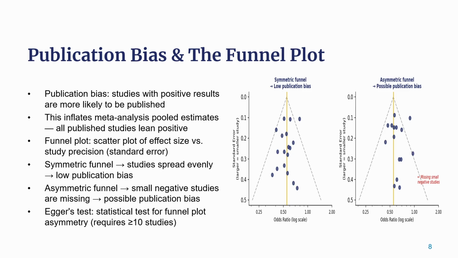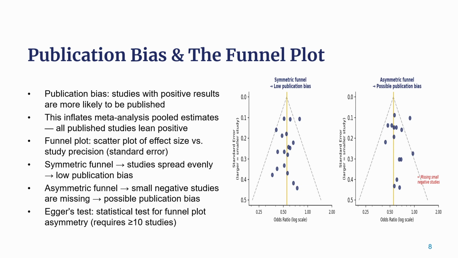Look at the two funnel plots on this slide. The left one is symmetric, reassuring. The right one has a gap in the lower left quadrant. Small studies with odds ratios below the pooled estimate are conspicuously absent.